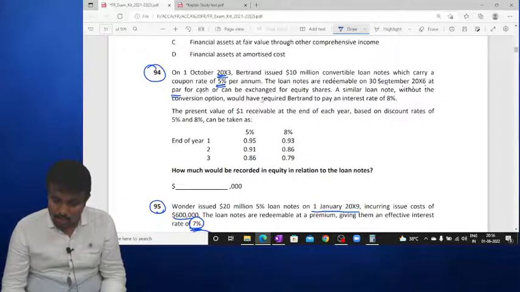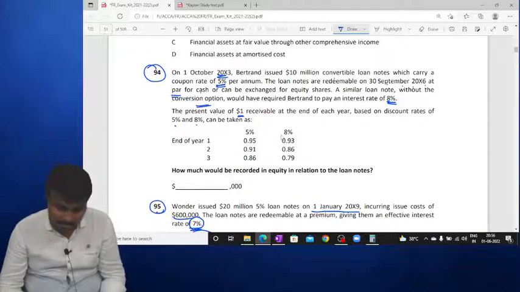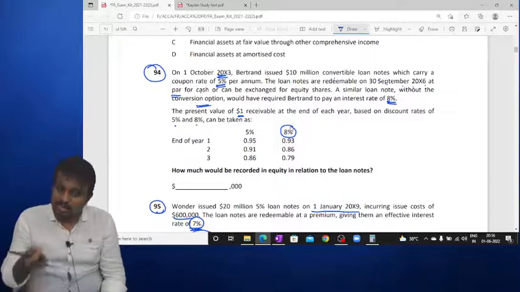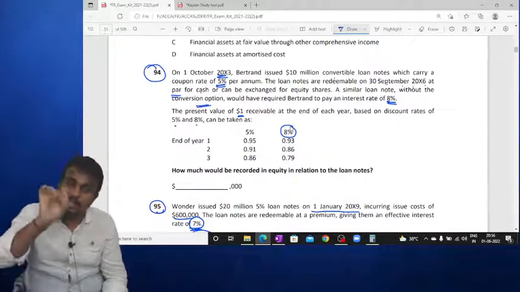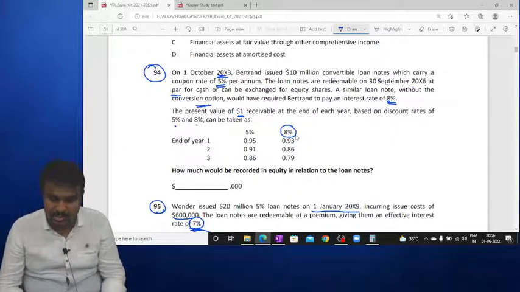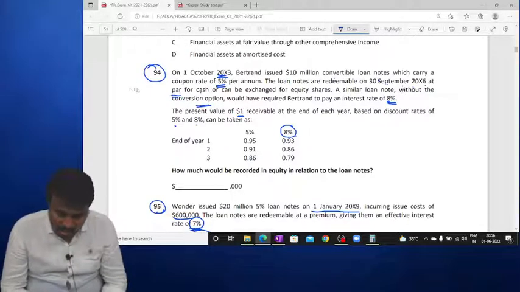A similar loan note without conversion, what is the coupon rate? 8%. The present value of $1 receivable at the end of each year based on discount rate at 5%, 8% can be taken. But remember, while calculating debt element, we have to consider the higher rate. If the instrument is assumed as non-convertible, that coupon rate is considered as discount rate, nothing but 8%. Then first we calculate the value of the instrument.